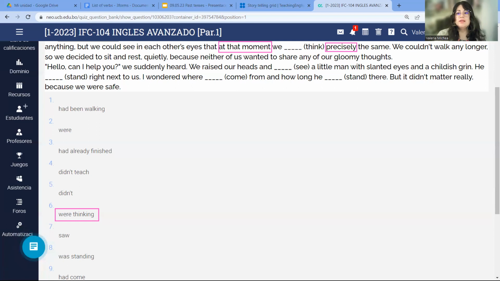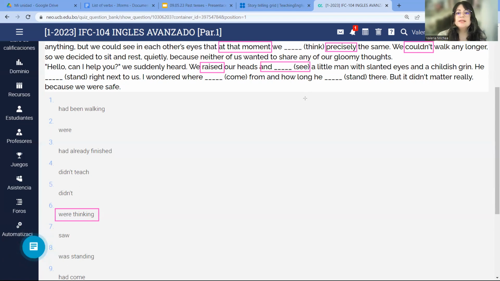Then we have another one. We couldn't walk any longer. Couldn't here, it's in the past, by the way. We couldn't walk any longer, so we decided to sit and rest quietly because neither of us wanted to share any of our gloomy thoughts. Then something else happens. Hello, can I help you? We suddenly heard.